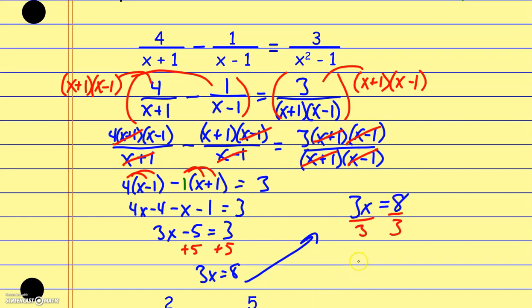And again, I look back, I check it against what would be the domain restrictions. Here the domain restrictions would be positive 1 and negative 1, which this is neither, so this is a valid solution. Okay?